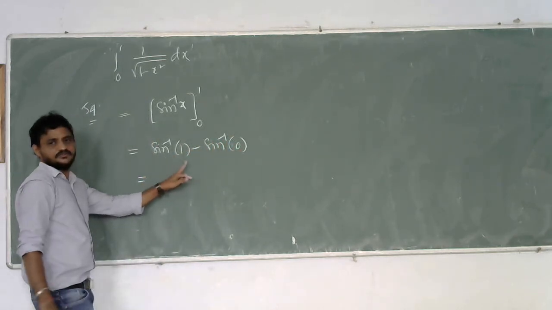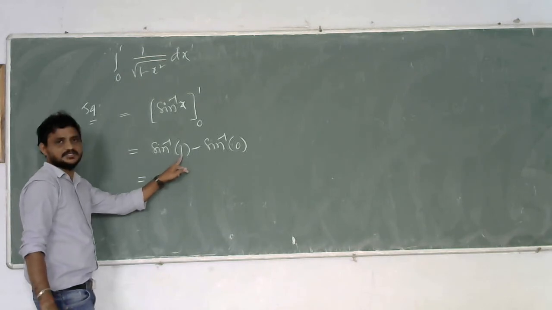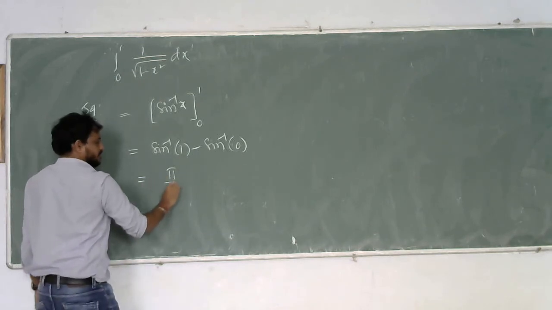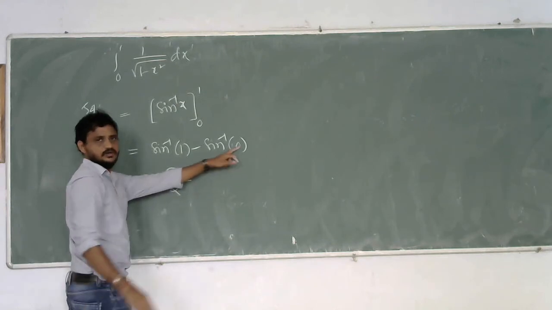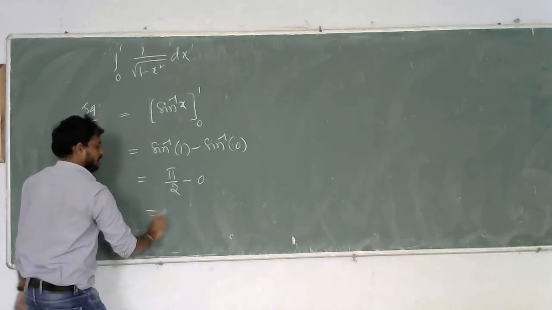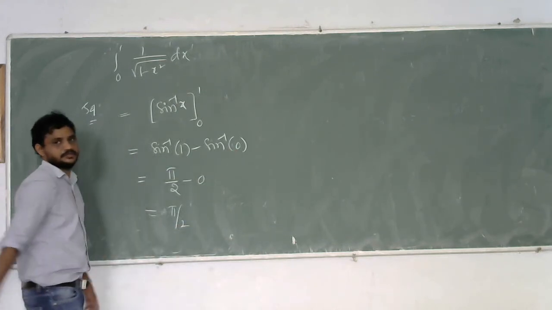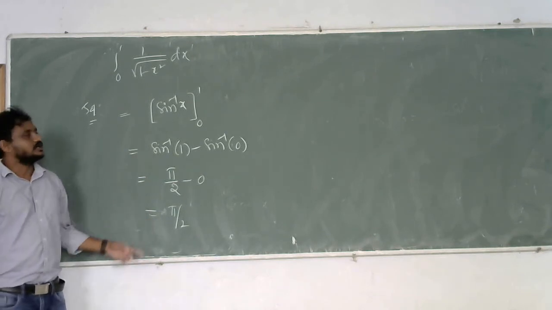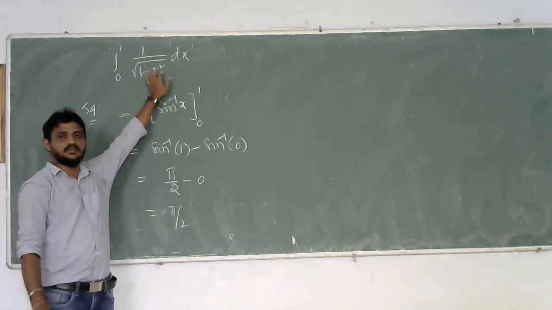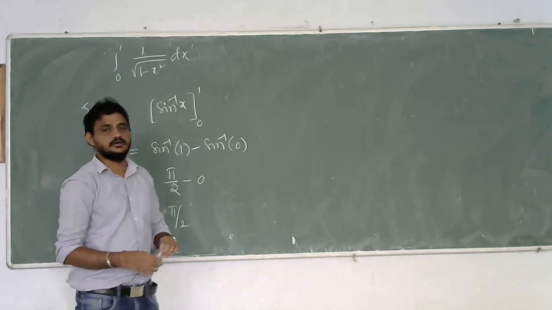So sin inverse of 1. Where do we get 1 in sin terms? At 90 degrees, that is pi by 2. Where do we get 0? At 0. So pi by 2 minus 0 is pi by 2. Right? So that is the integral value of the given function. Okay?